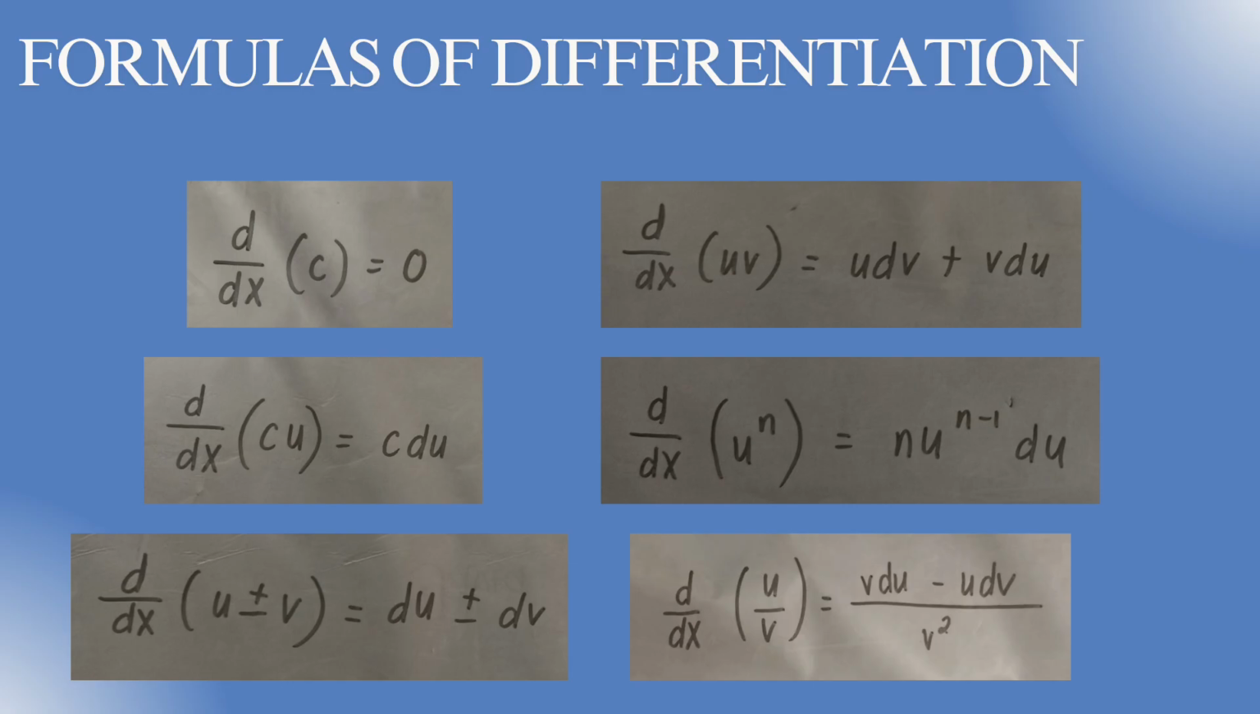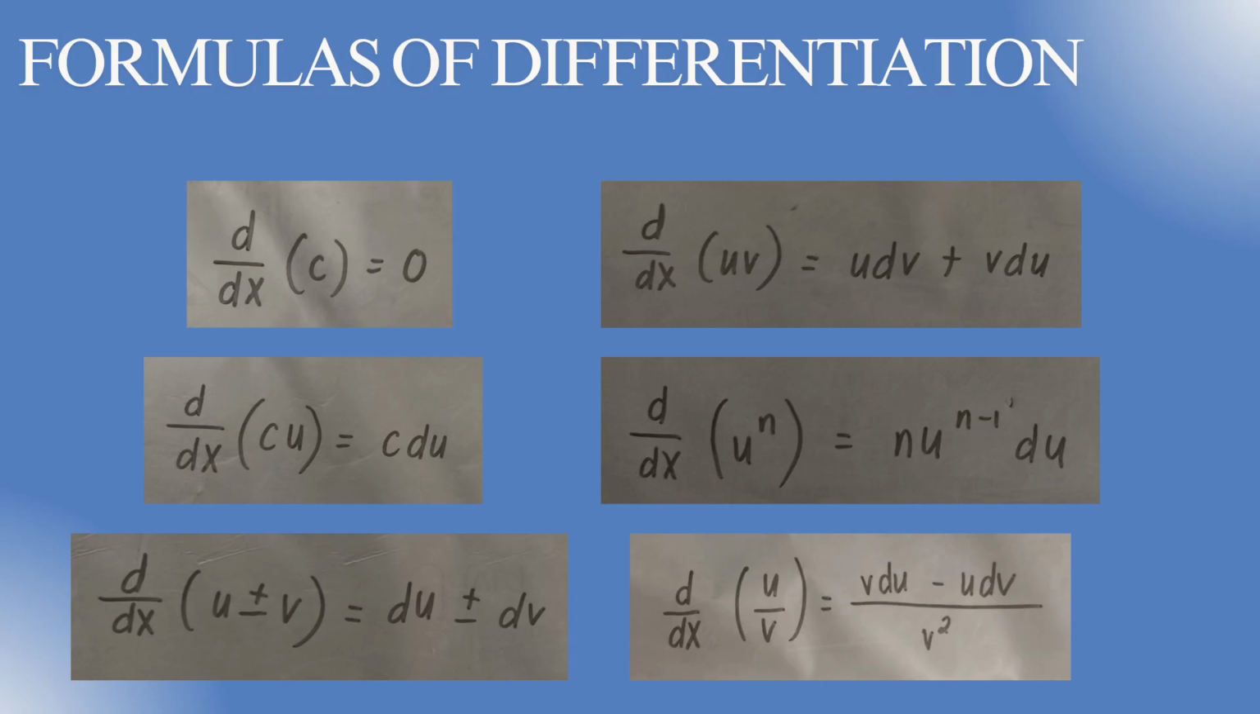So we have here: the derivative of any constant is always equal to 0, and the derivative of a constant paired with a variable will become: copy the constant and derive the variable. The derivative of u plus or minus v will become the derivative of u plus or minus the derivative of v. We also have the product rule, d over dx of u times v equals copy the u, derive the v, plus copy the v, derive the u.